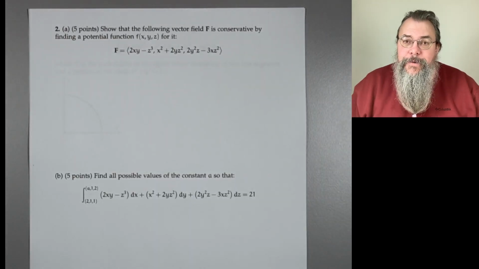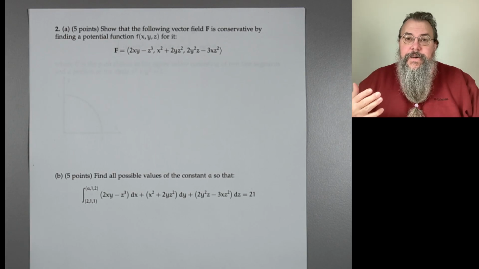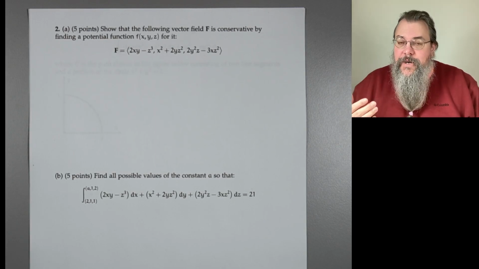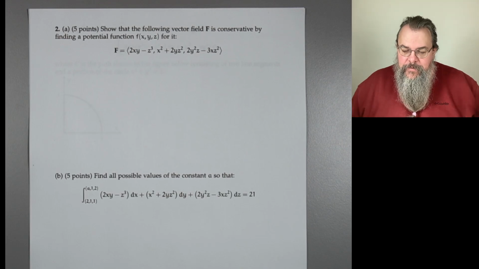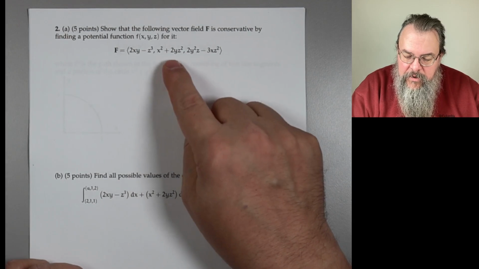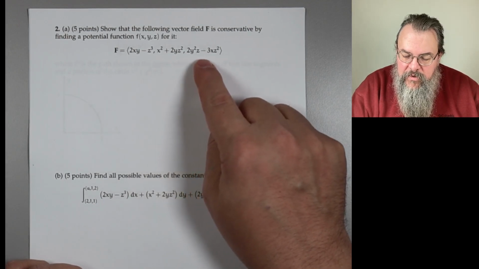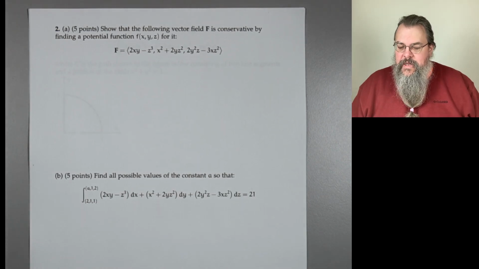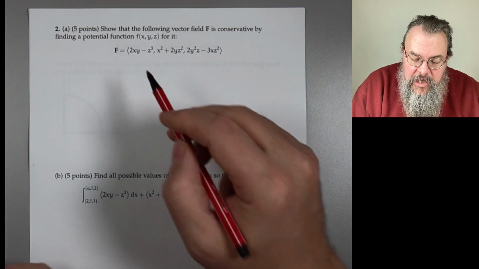Number 2. Show that the following vector field is conservative by finding a potential function for it. Okay, so we have 2xy minus z cubed, x squared plus 2yz squared, 2y squared z minus 3xz squared. Now, when we think about this, we say, look, what do we really have?